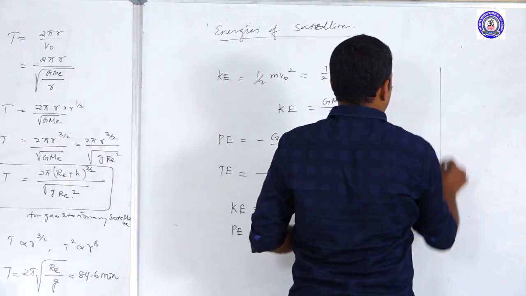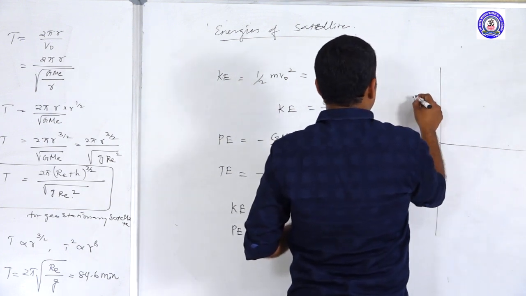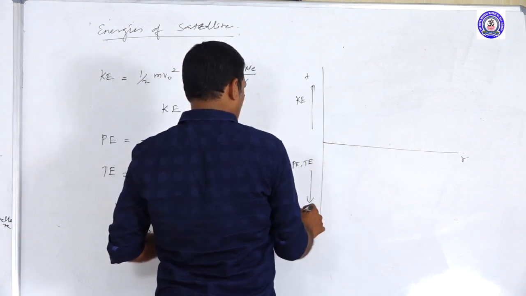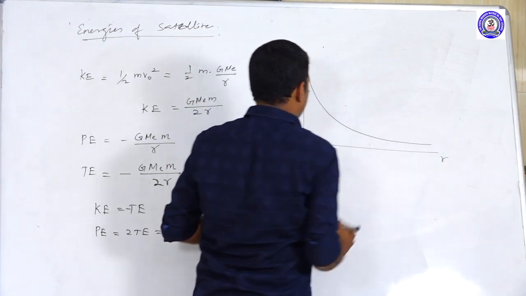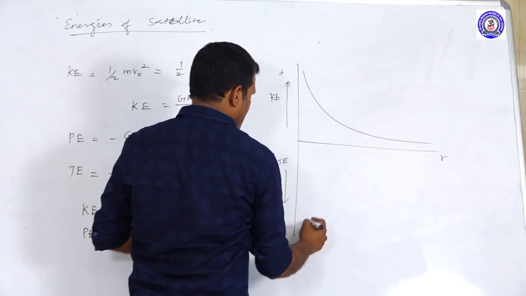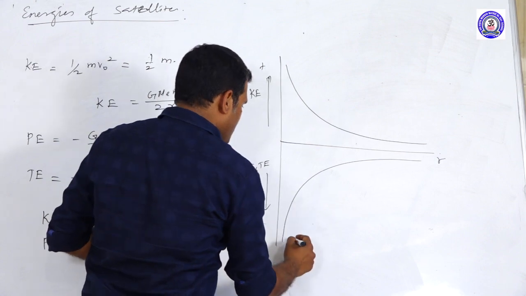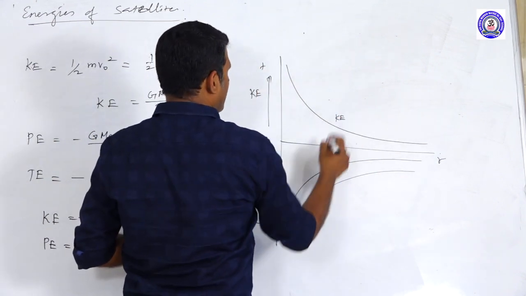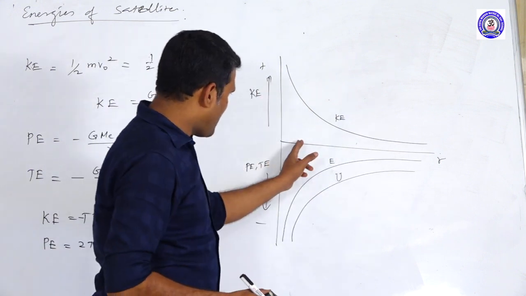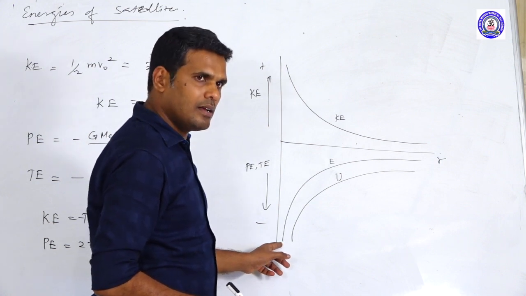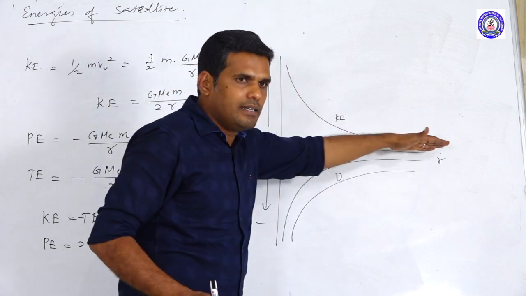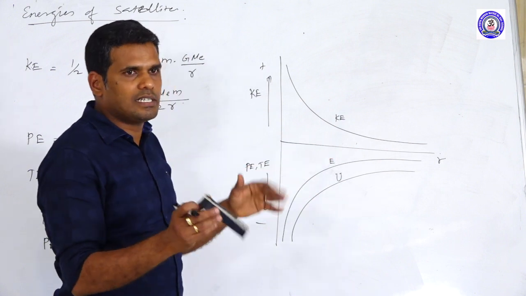We can draw a graph by taking distance and energy scales. Kinetic energy is taken along this direction, positive. Potential energy and total energy are on the negative scales. As R increases, kinetic energy decreases. As R increases, total energy increases. Potential energy also increases. This is kinetic energy, this is total energy, and this one is potential energy, which we can represent as U. So when R is less, potential energy and total energy are less because they are on the negative scale. As R increases, total energy increases, potential energy increases, kinetic energy decreases. From this we can easily understand how the energy values are changing with respect to distance.